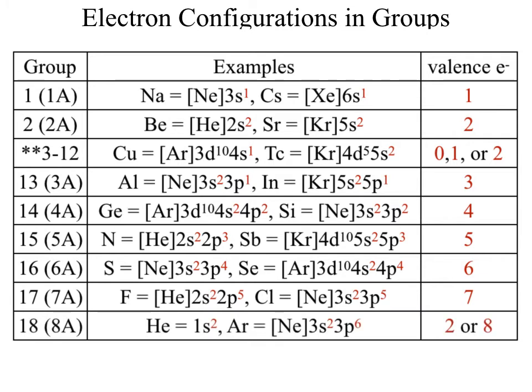for group 18, helium is a 2 because there are no p's in the 1s sublevel, and neon, which is 3s2, 3p6, along with argon and krypton and xenon and radon, all have 8 because they're all s2p6s.